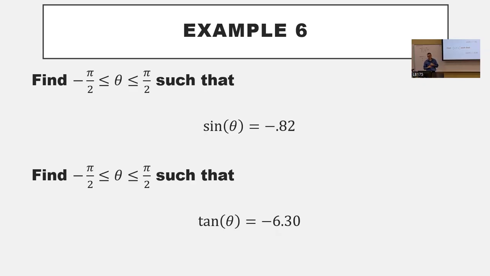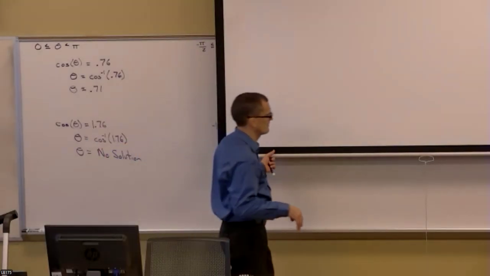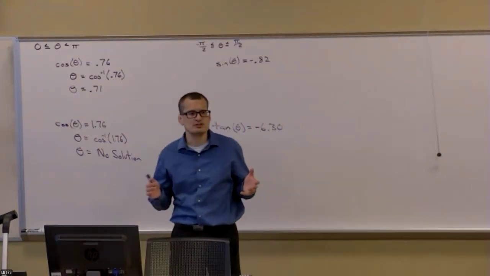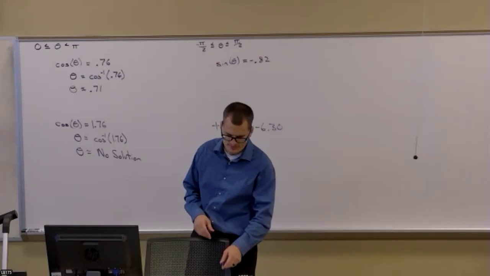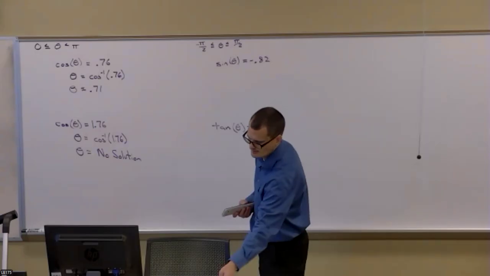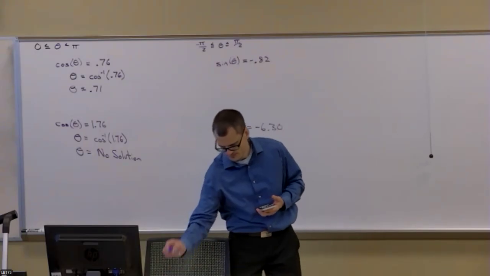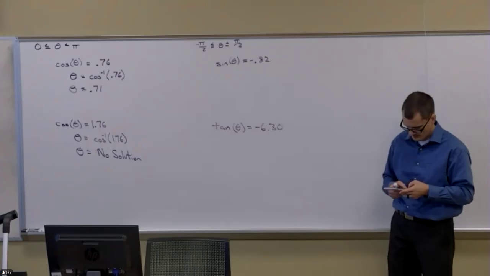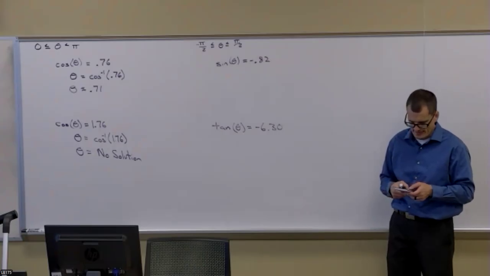Again, notice that we're looking for angles between -pi/2 and +pi/2, because those are the outputs that we're looking for. I want you to use your calculator. Just take a moment and try to find those angles using inverse trig functions. And make sure you're in radians, just like always.